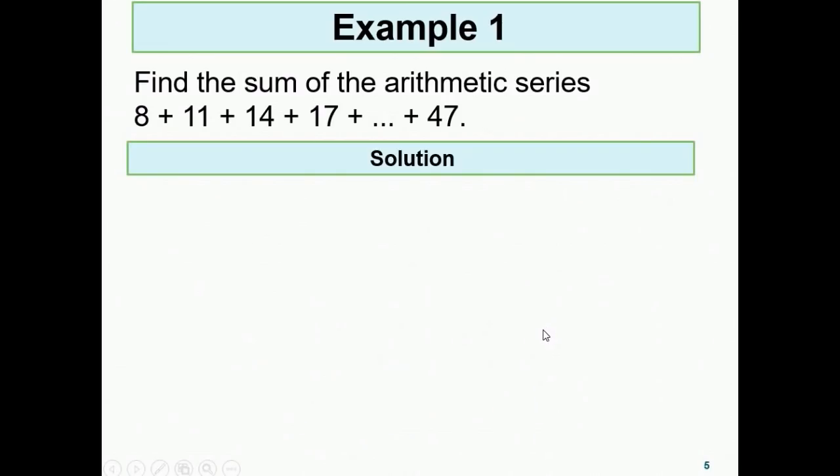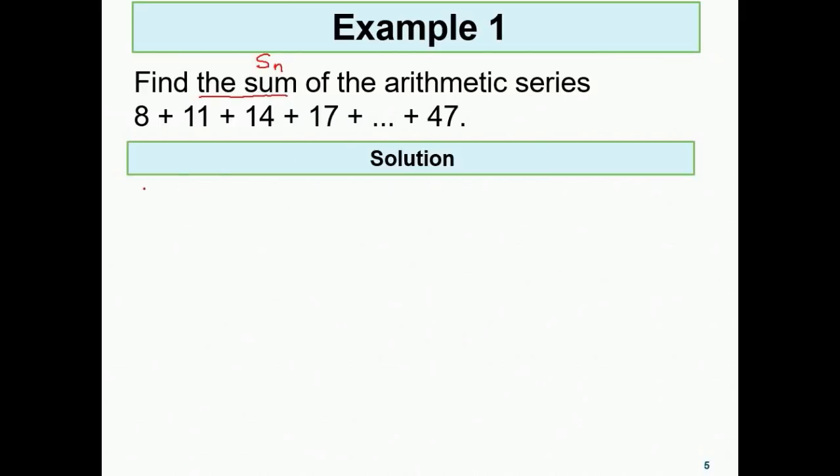Okay. Example 1. Find the sum, hasil tambah. The sum is Sn of the arithmetic series 8 plus 11 plus 14 plus 17 plus up to 47. The last term is 47. So, find the sum, Sn. We need to find how many terms we have between 8 until 47.